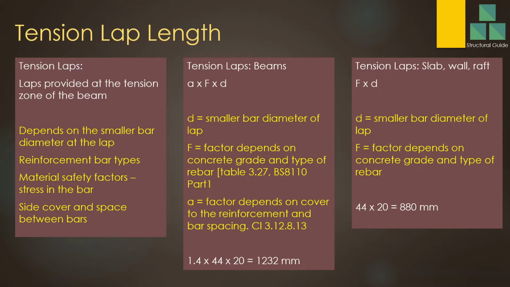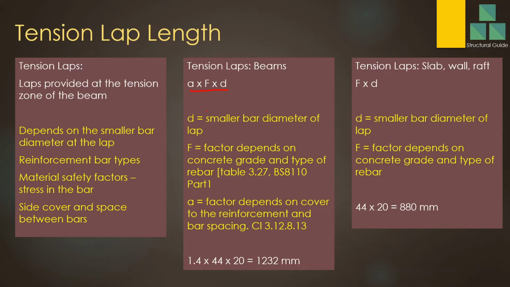Tension lap length of the reinforcement bar. Let's see how to calculate that. I have written the equation here. According to this equation, there are three things. D is the smaller bar diameter at the lap. F is a factor that depends on the concrete grade.